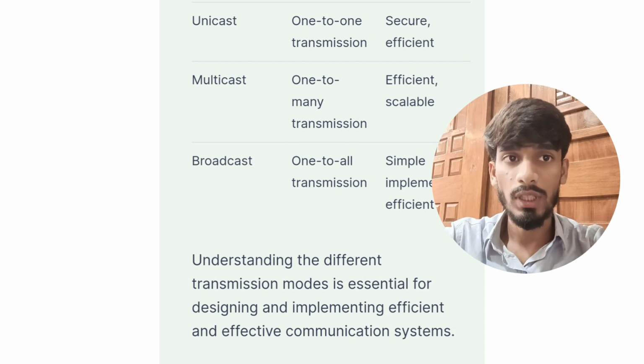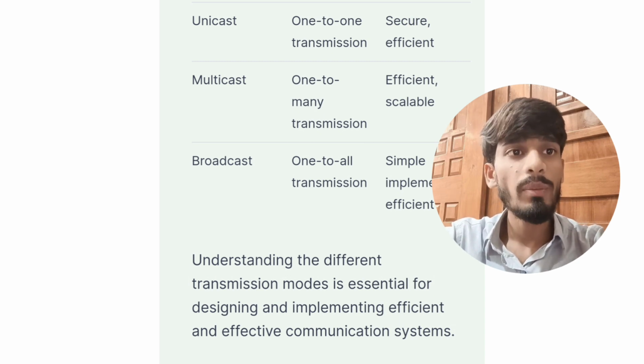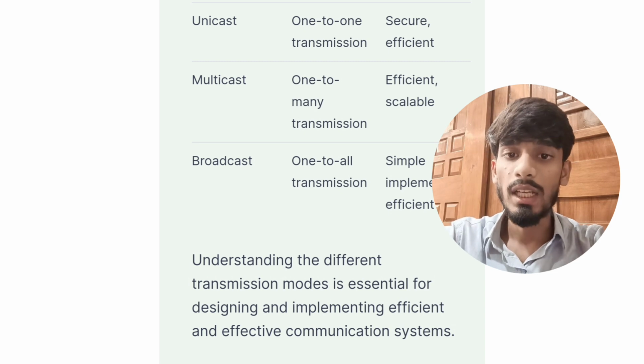Next is broadcast. In broadcast, one-to-all transmission is done. In this, the advantages are simple implementation and it is efficient. What are the disadvantages? Limited control, security concerns.